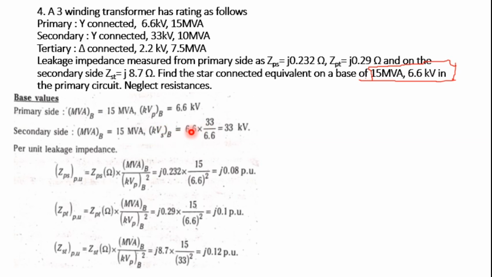Okay. So what is the earlier value? It is 6.6 kV on base. This is the new base value, 33 divided by the actual value, which is 6.6. So see, this 6.6 and this 6.6 will cancel, so we'll get 33 kV.